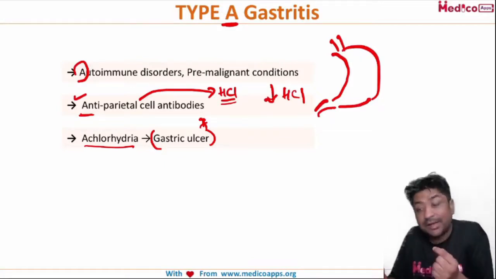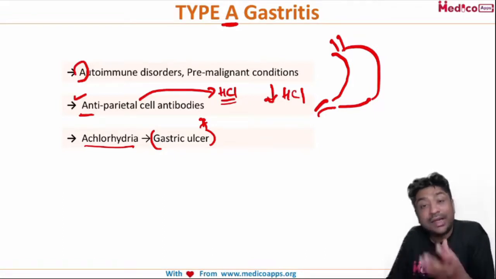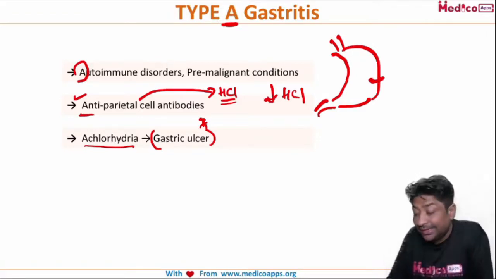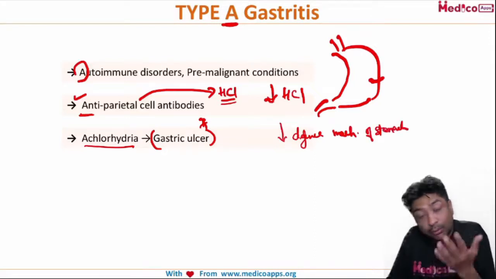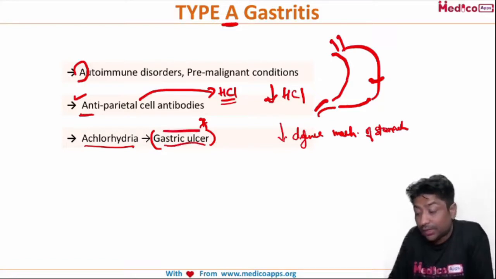Now, in this type A gastritis, not only the parietal cells are destroyed because of these antibodies, but a lot of the inherent defense mechanism of the stomach, which protects the stomach lining from this acid produced by the stomach, that also is done away with. And because of the decrease in the defense mechanism of the stomach, even though the amount of acid production is decreased, it will still cause gastric ulcer. I hope you are clear about this point.